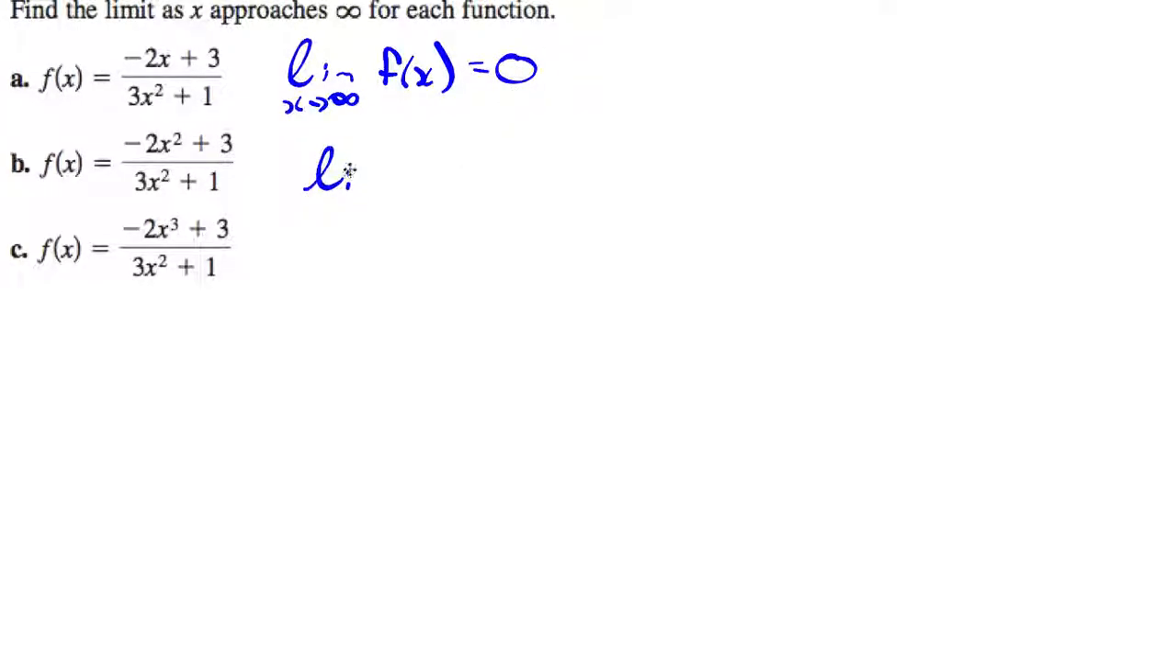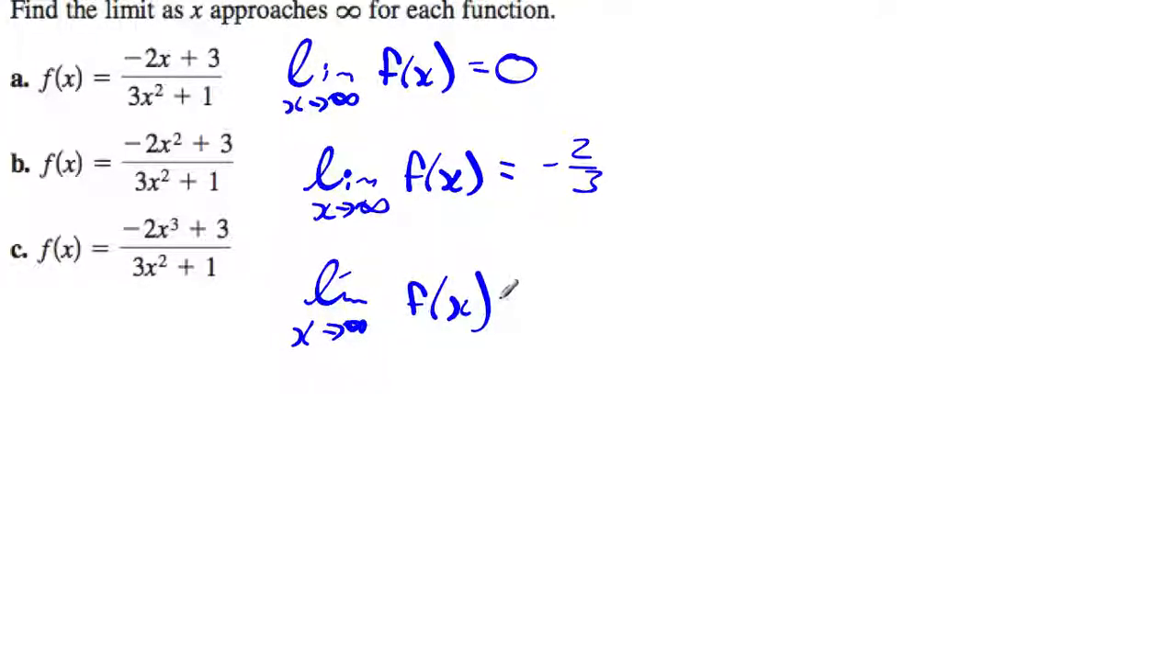For b, what's the limit as x approaches infinity for that function? The degrees are the same, so the asymptote's at negative 2/3. That's where the limit is as well. And as x approaches infinity for that last function, here the degree is larger in the numerator.